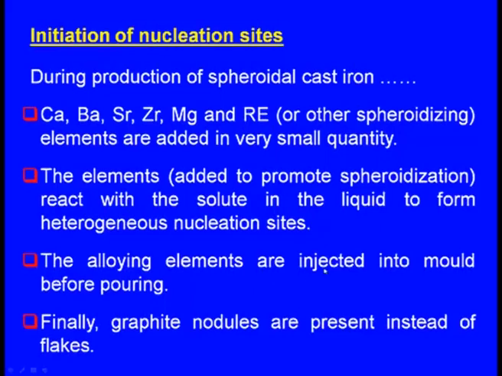Around these nucleating particles, the molten cast iron will be solidifying. They will be solidifying like spheres. That is why it is known as the spheroidal cast iron. The alloying elements are injected into the mold before pouring. Finally, graphite nodules are present instead of flakes. Previously, in gray cast iron, carbon was present in the form of graphite flakes. Now, because we are adding these nucleating agents, around the nucleating agents the cast iron is solidifying, so many spheres are produced. That is why we also call it the spheroidal cast iron.